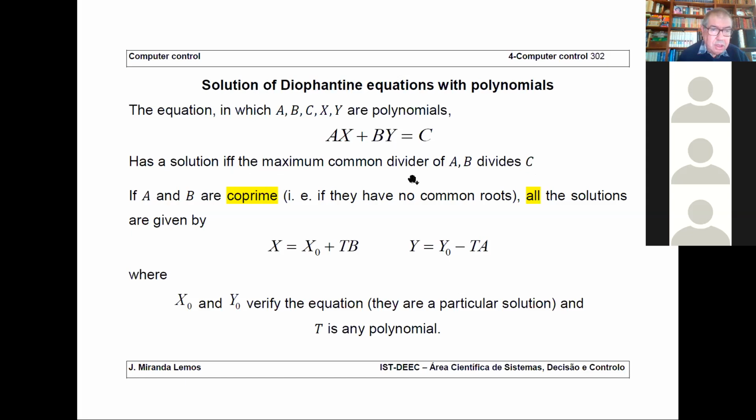In particular, if A and B have no common roots, the maximum common divisor is just the number 1, which divides exactly C, and this equation has at least one solution. If you have one solution, then you have an infinite number of solutions that can be generated in this way. So x0, y0 is one particular solution, and t is any polynomial.